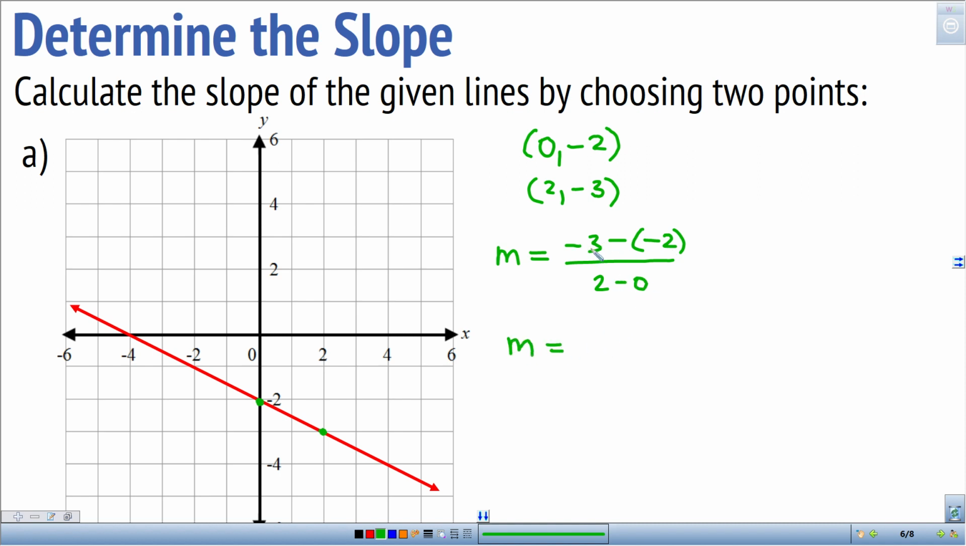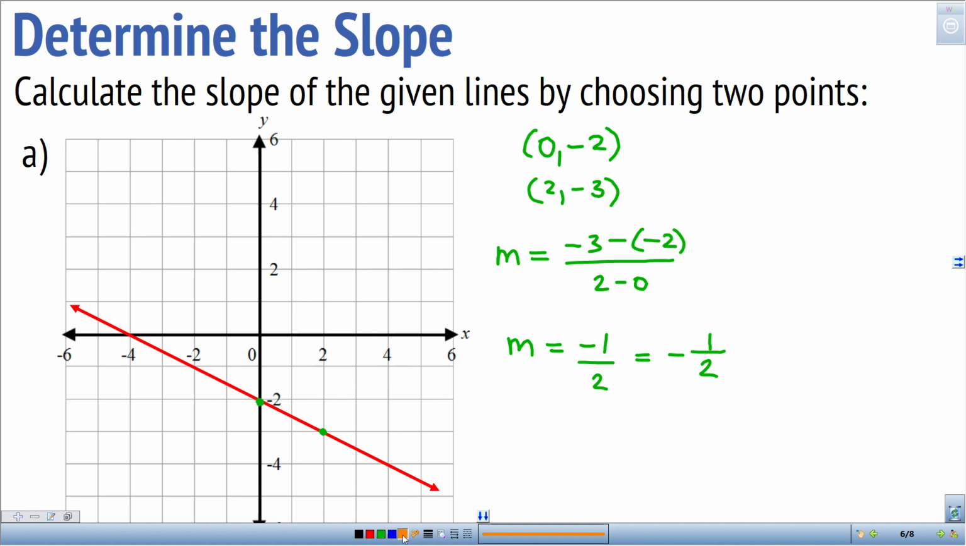So what's going on over there? -3 take away -2, that's going to be -1. Now if you're not sure how to do that, you can always just double check with a calculator. And then 2 take away 0 is 2. So slope is -1 over 2. Some people put the negative right in the middle there, so you can do that as well. So the slope of this line, m, is -1/2.